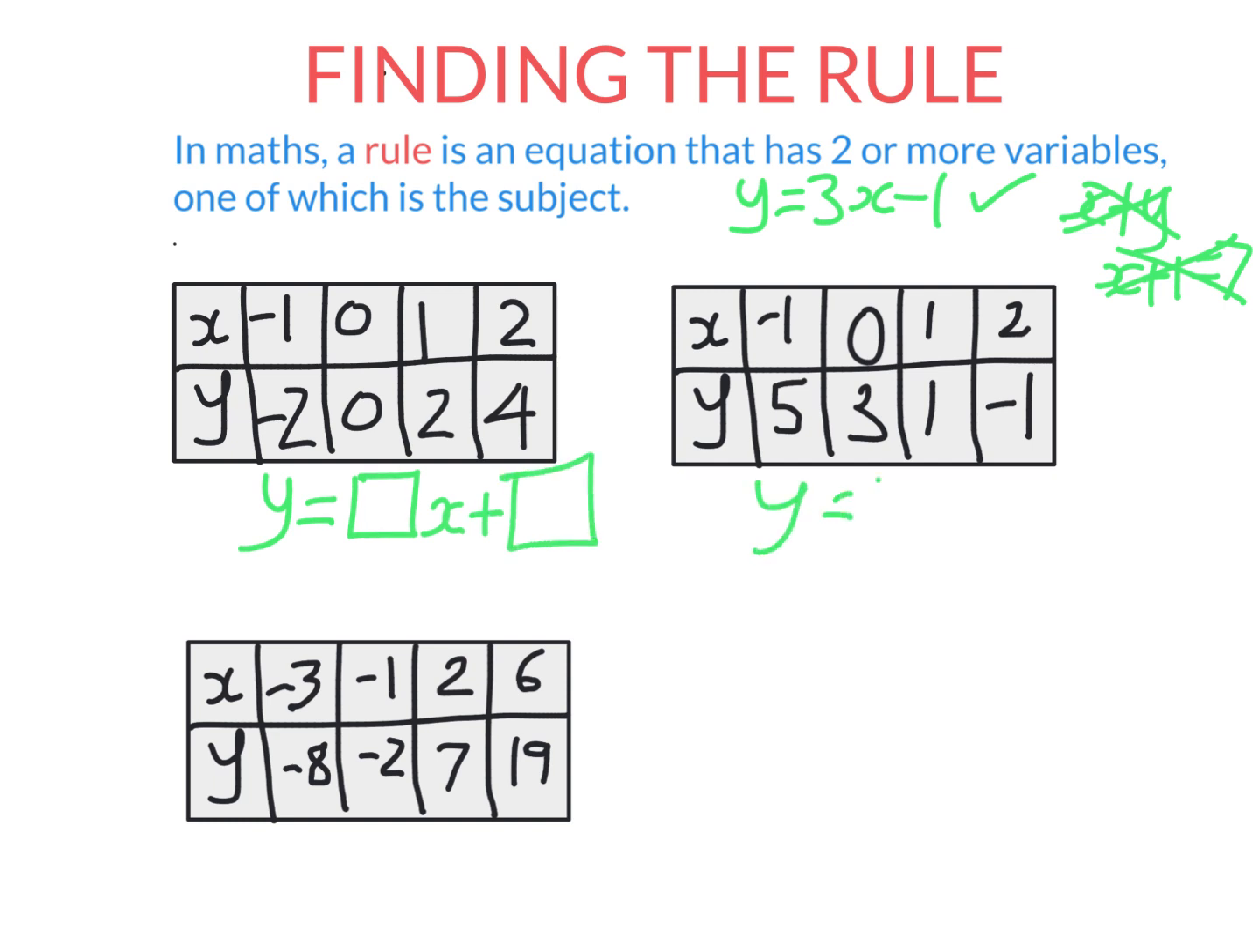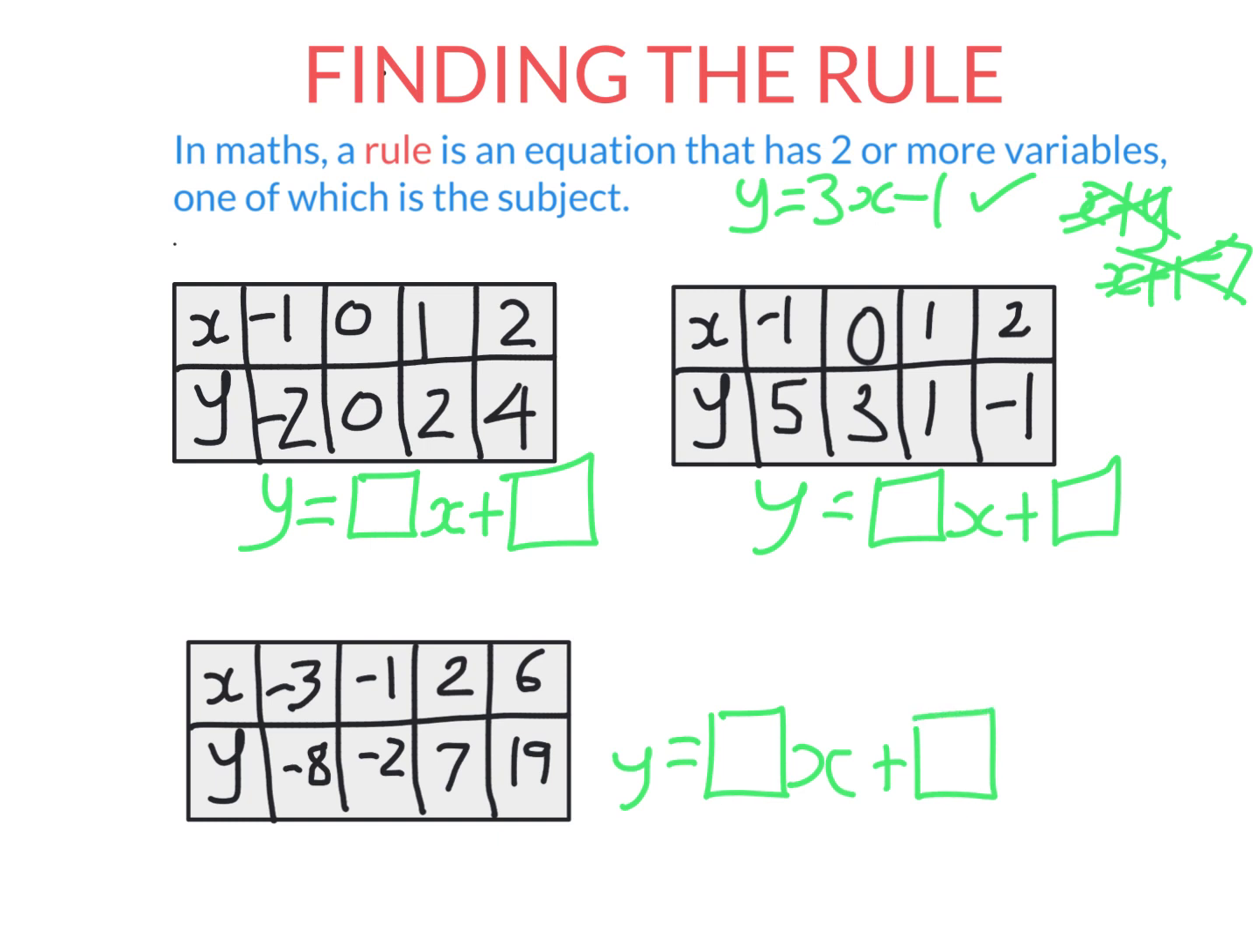That's what we're after. You see, a lot of people, when you say to them, find the rule, they write you a bunch of words like goes up by 5. But that's not what rule means in mathematics. In mathematics, a rule is an equation. It's going to have two variables. In each case here, x and y are the two variables, and y is going to be the subject. So all of our solutions will look like this.